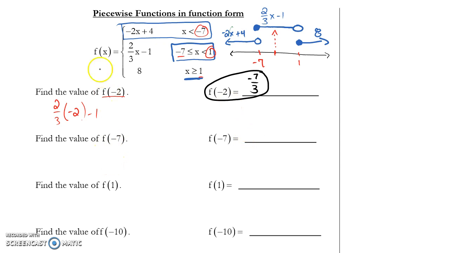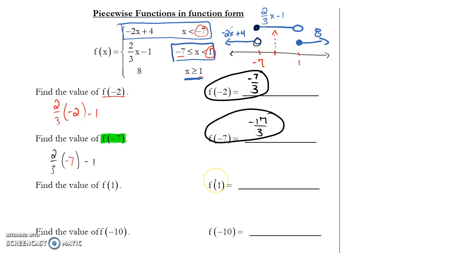And we do the same thing for f of -7. This one's a little trickier, because there's two things there. Remember, it's only a solution at the closed circle. This is when -7 works, not here. So again, I'm using the function 2/3 times x minus 1. X just happens to be -7. We use our calculators. We get -17/3. The function's value at -7 is -17/3.